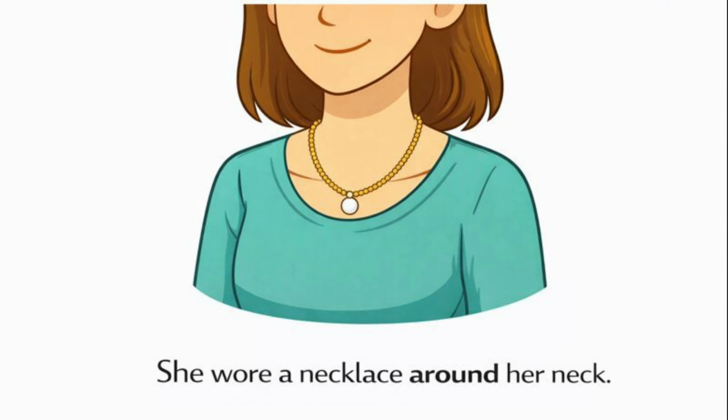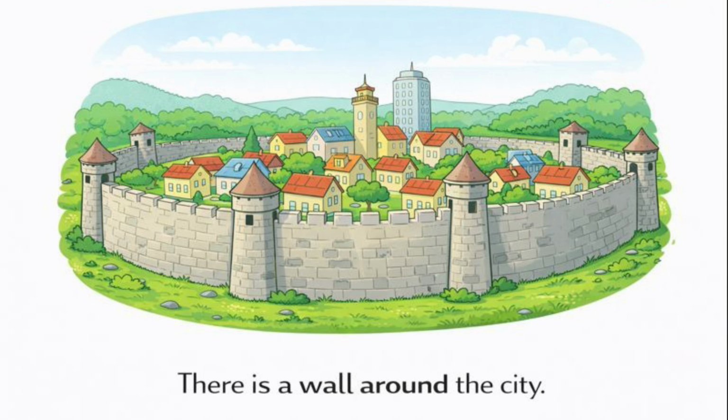Let's look at clothing. She wore a necklace around her neck. This shows full surrounding. Now imagine a city example. There's a wall around the city. The wall surrounds the city completely.